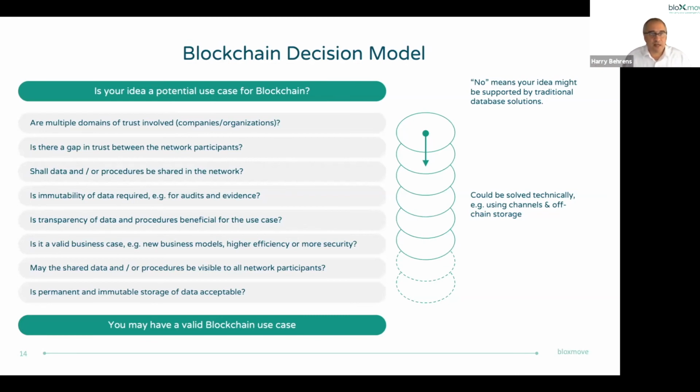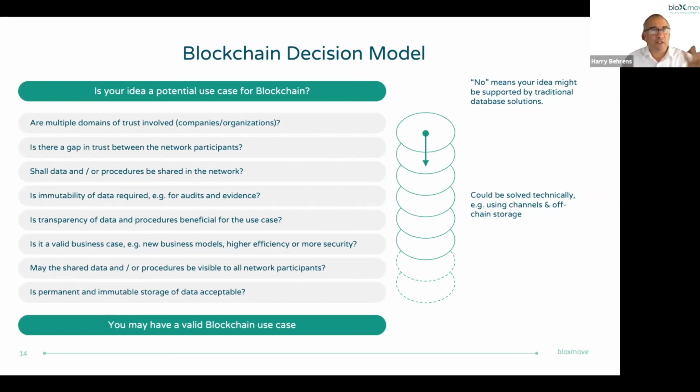May the shared data and procedures be visible to all network participants? That goes again on the whole transparency thing. Yes, you can hide the content of the data, but basically the rough patterns and the overall transactions being conducted in your network, to some degree, lie in the nature of a peer-to-peer system. It's pretty much out in the open. And of course, is permanent immutable storage of the data that you put on there acceptable or not?